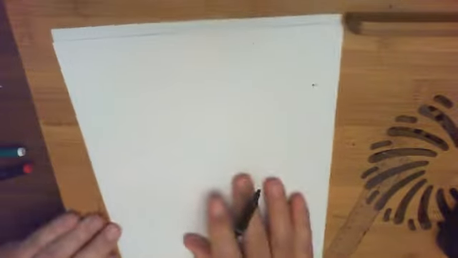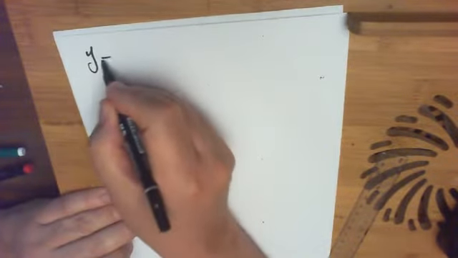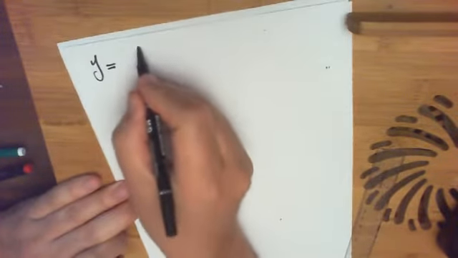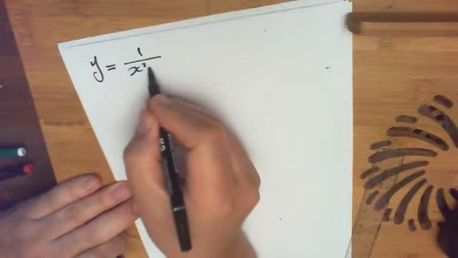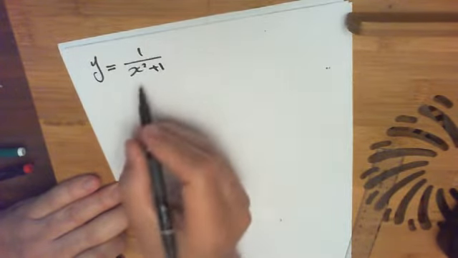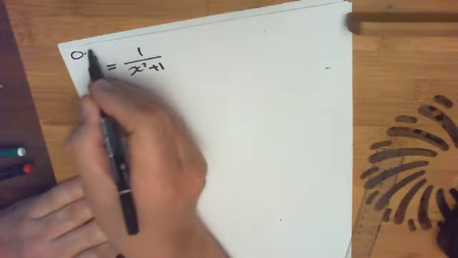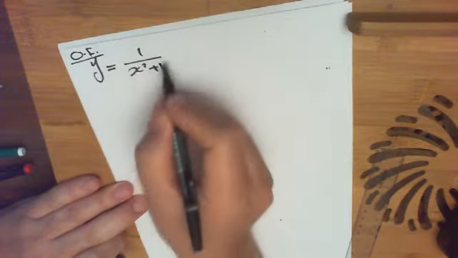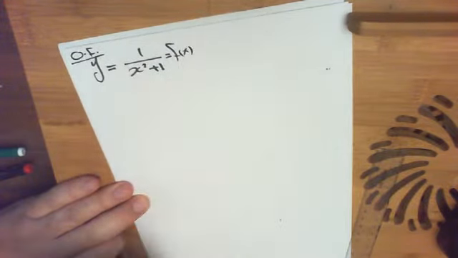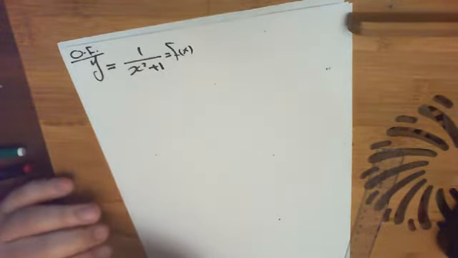Let us clarify this with a third example. Say we have y equals 1 over x squared plus 1. This is the original function, f of x. Okay? What about its inverse?